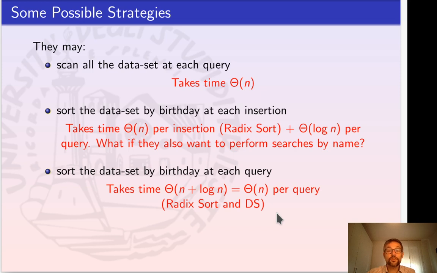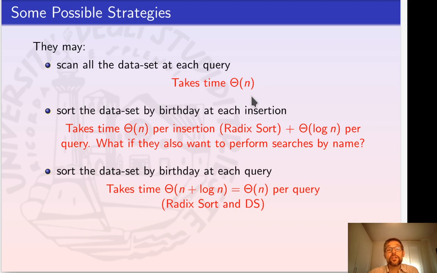So in all the cases, we are spending a time which is, in the worst case, big O of n, which is, of course, much more than applying dichotomic search on a sorted array. And if you think that this may occur in a dataset containing billions of people, of course it is not acceptable.